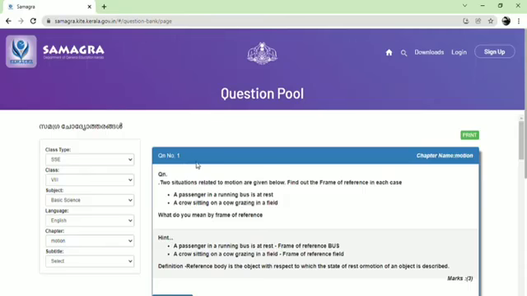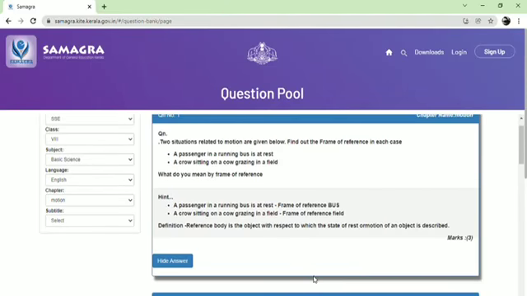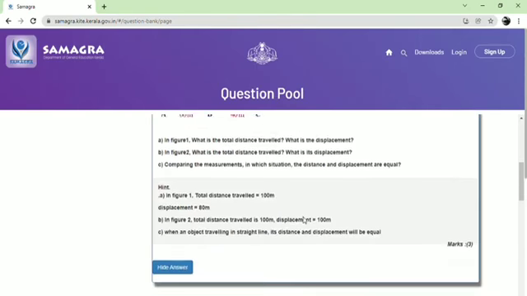Next one is the motion. That is question number 1. Two situations related to motion given below. Passenger in a running bus is at rest. Frame of reference, bus. Crow sitting on the cow grazing in the field. Frame of reference is field.